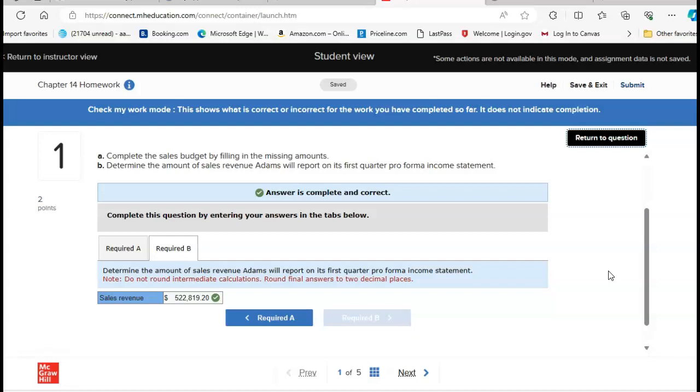Okay, so we've done two problems for the chapter 14 homework. And again, this chapter focuses on how to prepare what's called a master budget, our sales budget. We'll look at our inventory production budget, our selling and admin expense budget, as well as a cash budget. And then we have our pro forma income statement, our pro forma balance sheet, and our pro forma statement of cash flows. Okay, so hope this information will help you in completing your chapter 14 homework assignments.